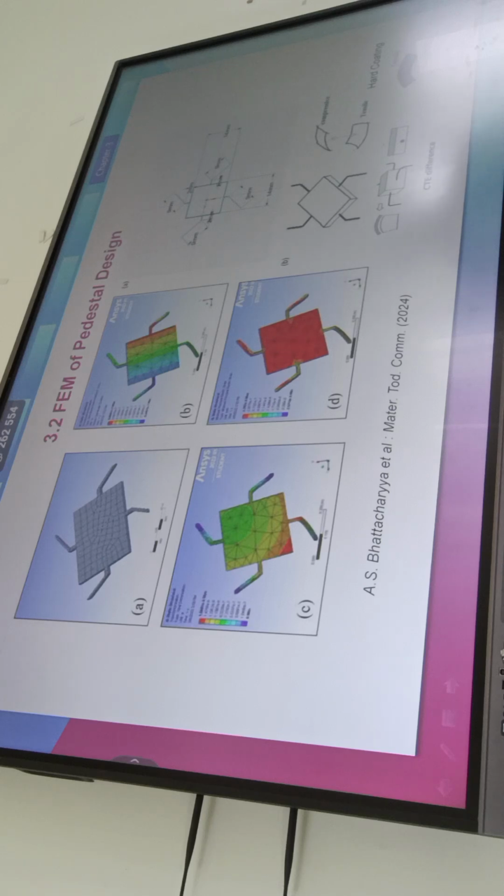For this design, we have done the FEM analysis. First, we have divided it into grids. Then the second one is the directional distribution, this is the total distribution, and this is the minimum stress distribution, as indicated here using the software.